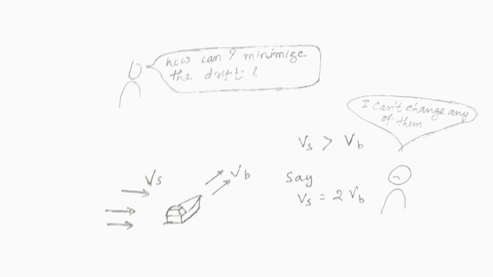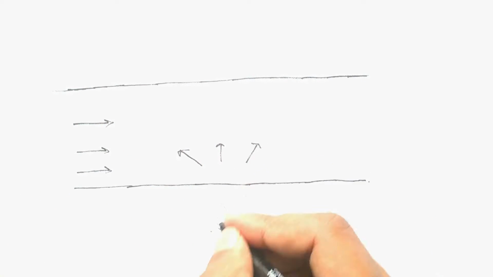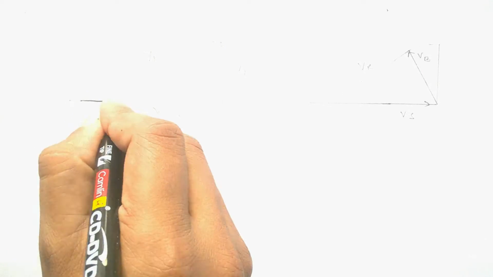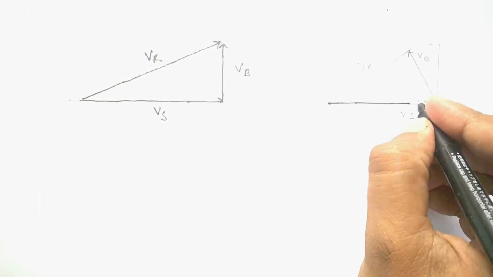So it is pretty obvious that you cannot change any of them. The only thing in your control is the angle at which you want to cross the river. So the problem here is to decide at what angle you should be going. Now let us try to put this information on a right angle triangle and try to minimize the third side.